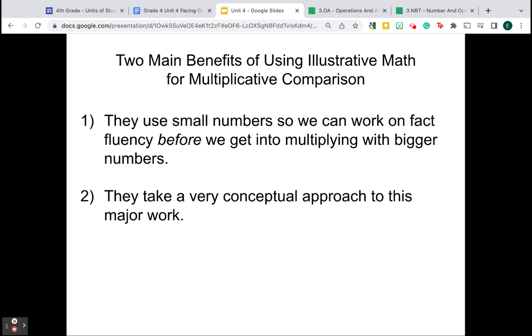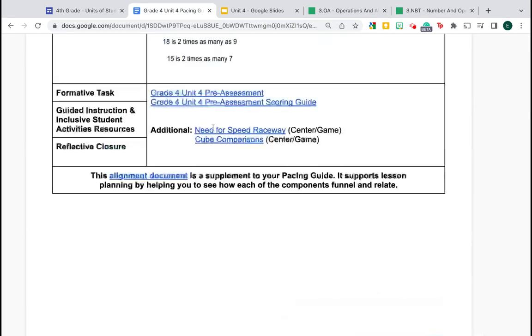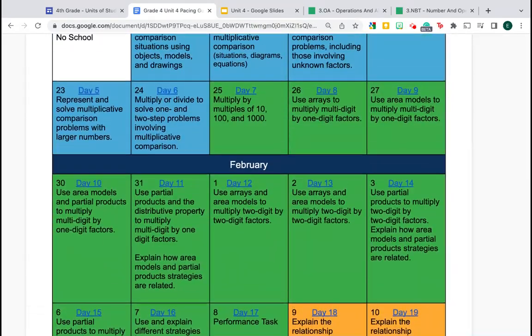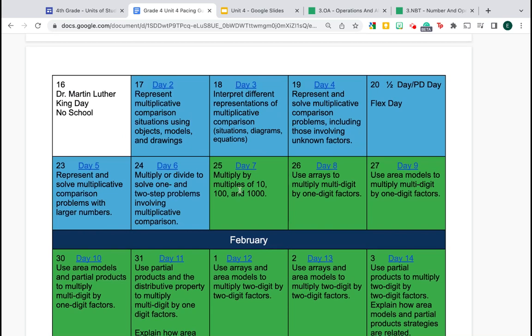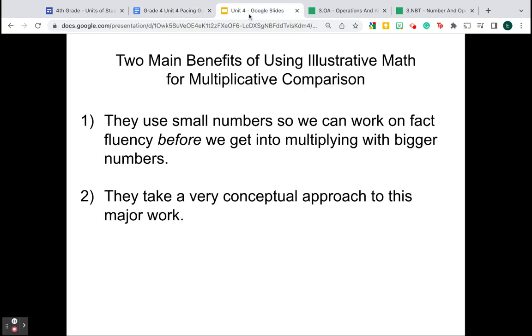In Envision and Expressions, they do multiplicative comparison with larger numbers. So you would actually need to do multiplicative comparison after topic B because students don't learn how to multiply bigger numbers until topic B. We really like how IM does it first because that gives you these 5 days to work on fluency with small multiplication facts. That way, as you head into topic B, students have had that opportunity to practice their fluency. So that's the first reason we like IM. It focuses on multiplicative comparison with small numbers.